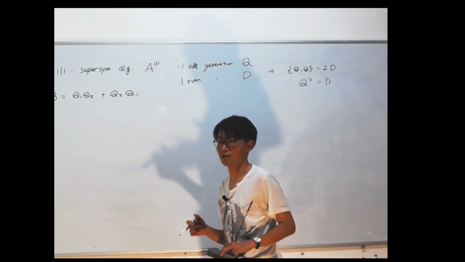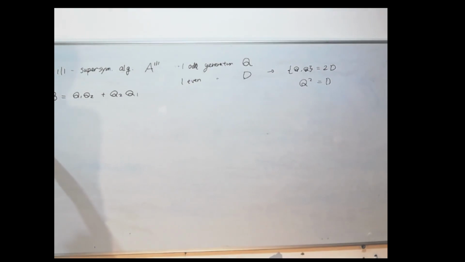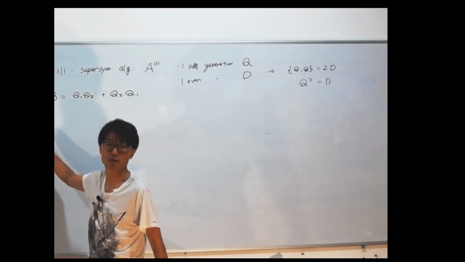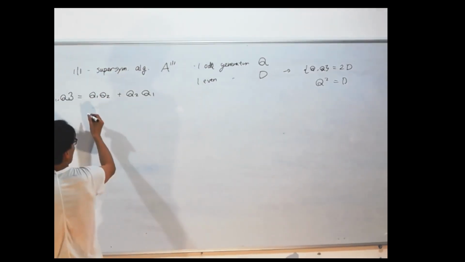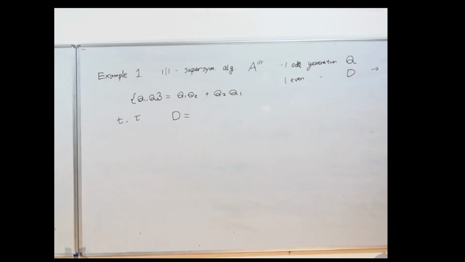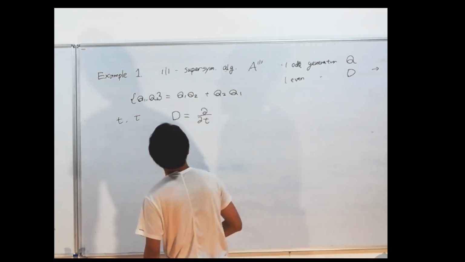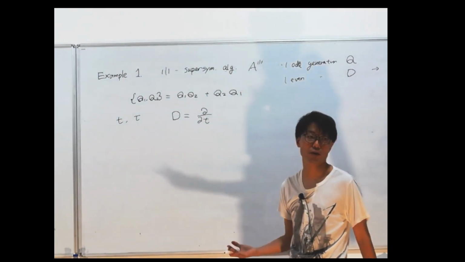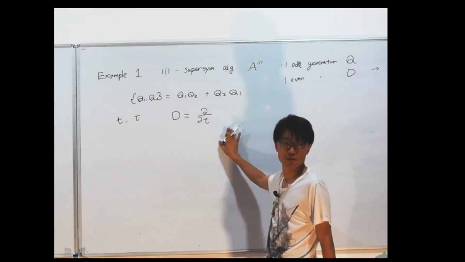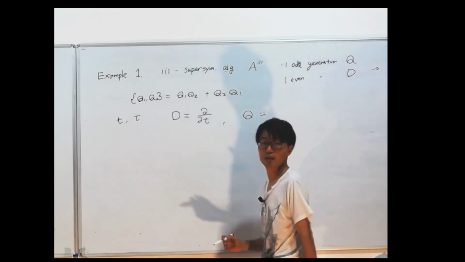Am I too fast? I guess it's fine. So now let's make it more concrete. Let's prepare one even coordinate or variable and one odd variable. And remember, the supersymmetry algebra always has some geometric meaning. So I want to basically think of some sort of meaning in this algebra. So let's say D is just a derivative operator, like the simplest possible derivative operator you can think of. Now Q. Can you guess?